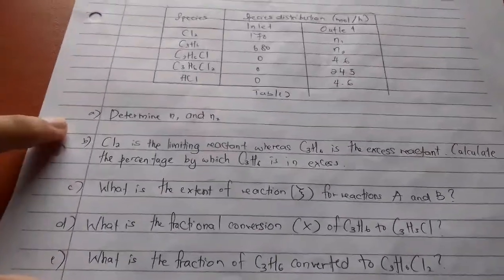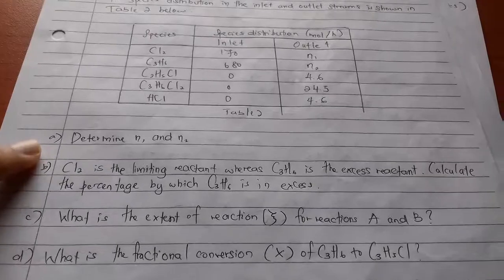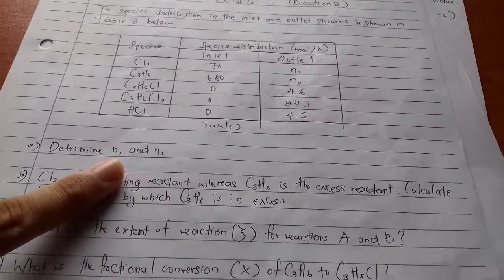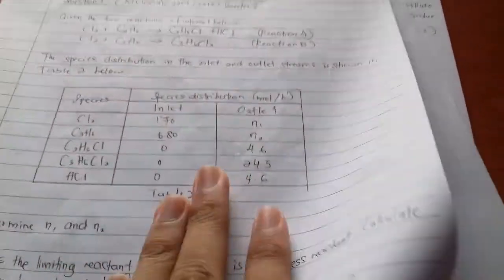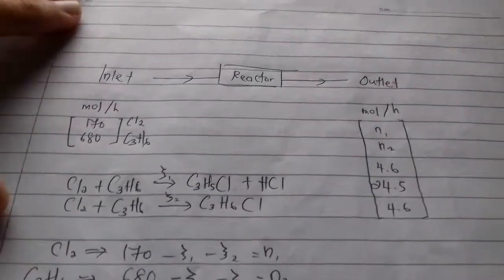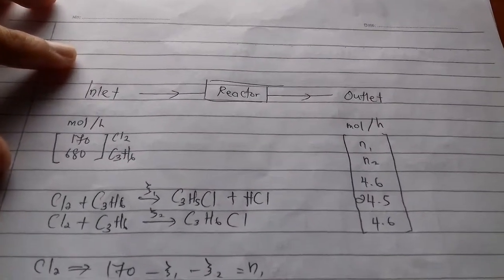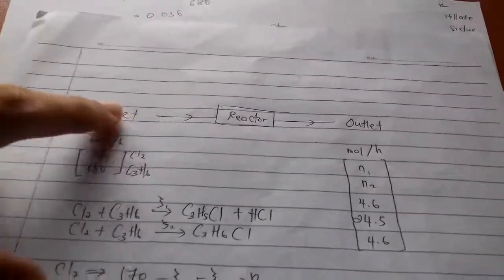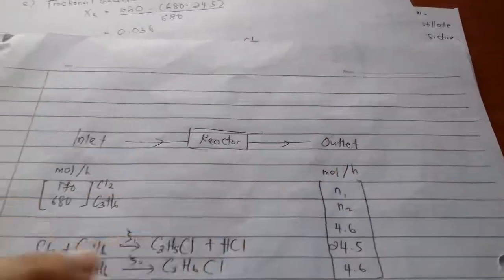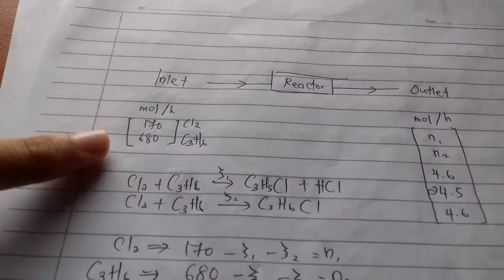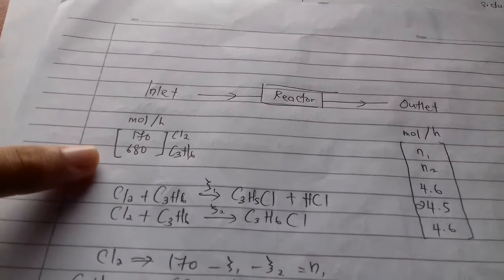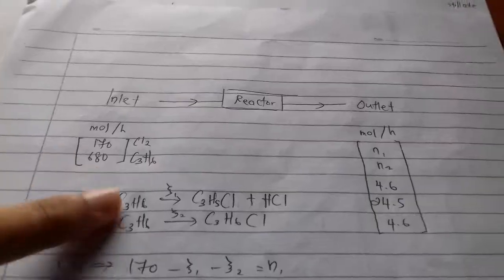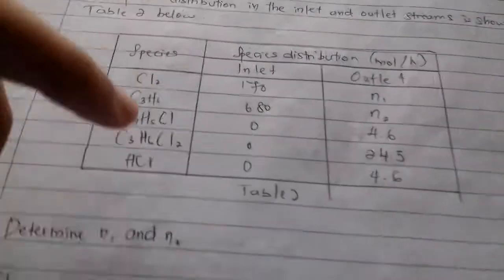Alright, for question A, determine N1 and N2. As you see in the table, N1 and N2 are not given. So we start off by making a diagram. So the inlet here, the reactor here, and then the outlet. For the inlet, we have 170 moles per hour of chlorine, and 680 moles per hour of C3H6, which is taken from the table here.